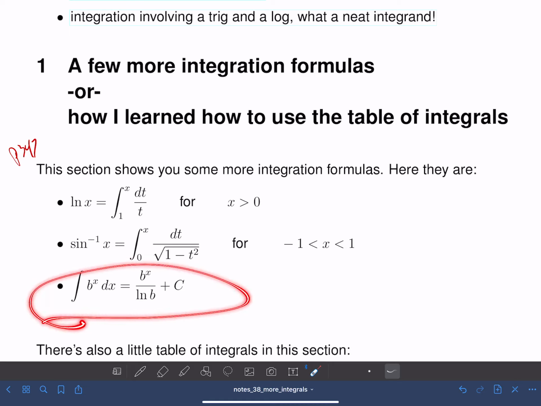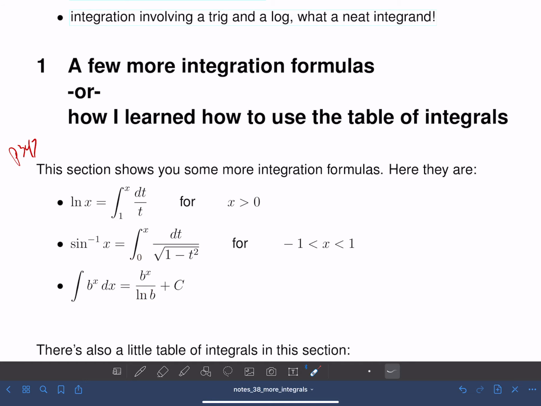This one right here is the integral of the generic exponential function with base other than e, and you pick up this 1 over natural log, because when you differentiate, you pick up a multiplicative factor of natural log of b. Fine, whatever. Okay, so these 3 formulas are fine and dandy.